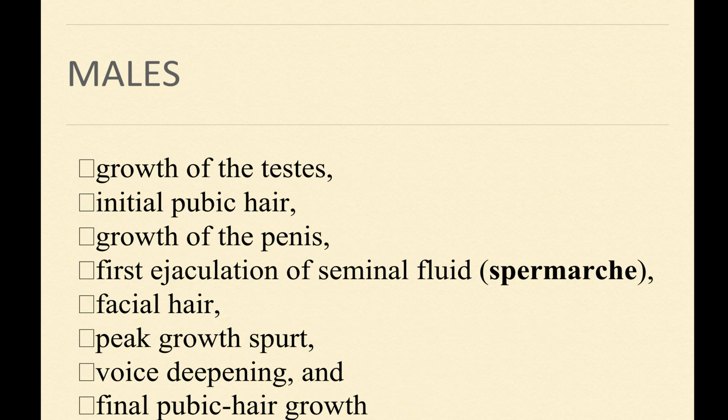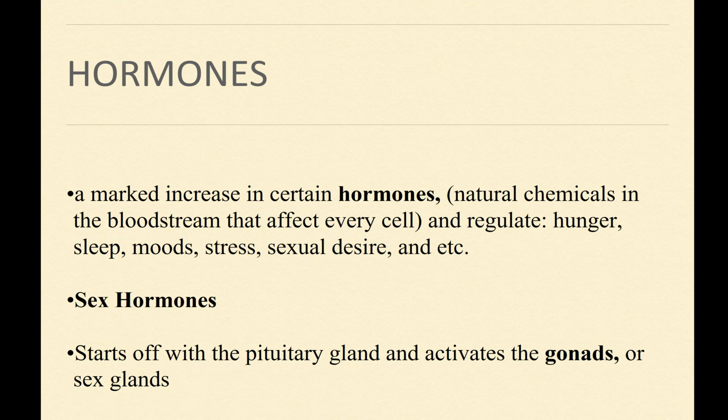For males, growth of the testes, pubic hair, growth of the penis, ejaculation of live sperm. So males can ejaculate prior to puberty, but it's typically not live sperm, which means they can't reproduce. Facial hair, growth spurts, deepening of the voice, and pubic hair, continued growth. Again, most of this is for reproductive purposes.